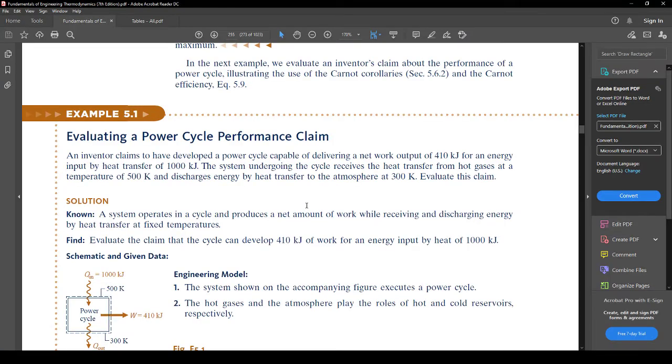So it says, an inventor claims, so be careful when an inventor claims anything, to have developed a power cycle capable of delivering a net work output of 410 kilojoules from an energy input by heat transfer of 1,000 kilojoules.